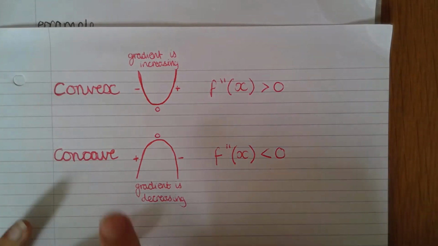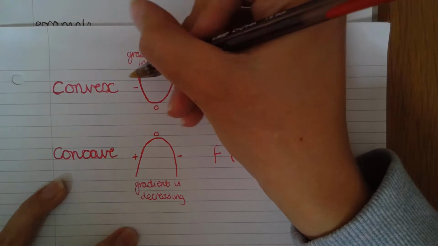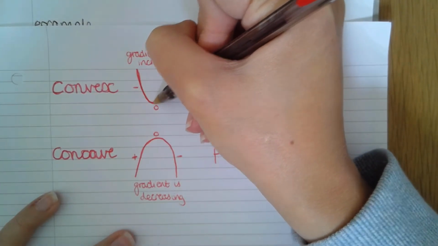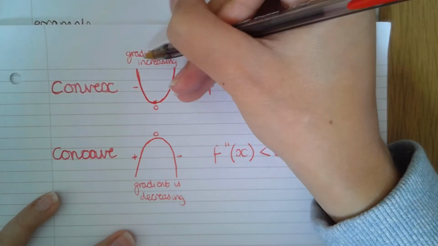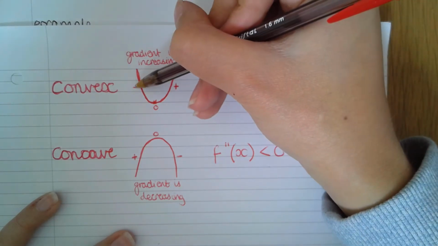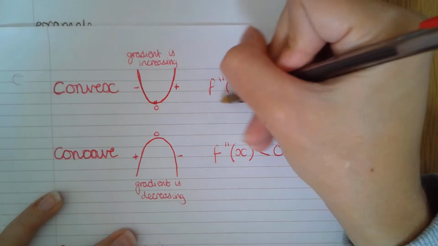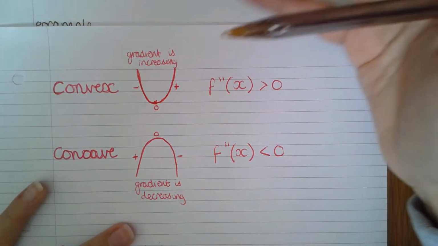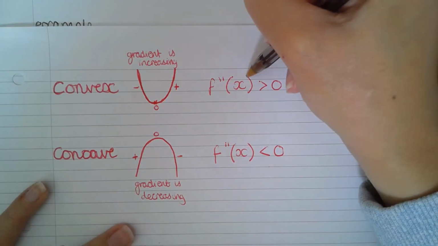from before, convex is like a U shape. Going down we've got a negative gradient. At our minimum point the gradient is 0, and then as we head back up our gradient is positive. So the gradient is increasing because it was negative, then 0, then positive. That means our change in gradient, remember the second differential is the change in the gradient, is positive because our gradient is increasing. So that's what we're looking for with convex.